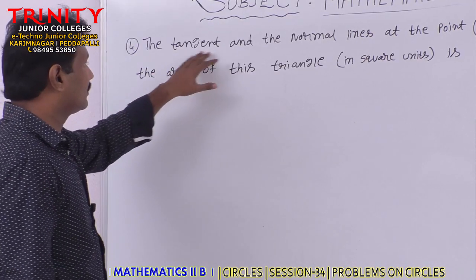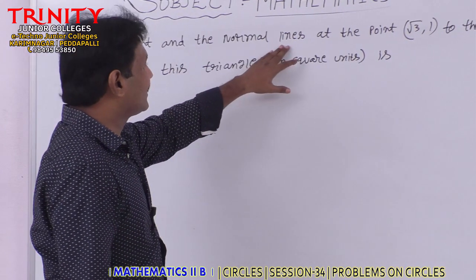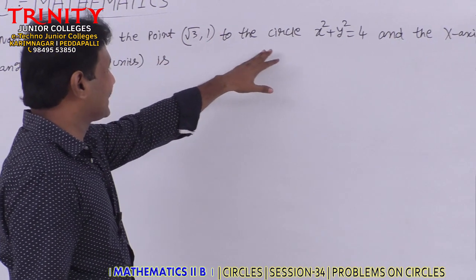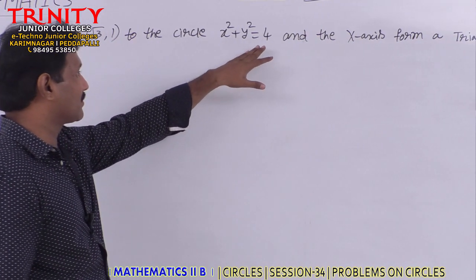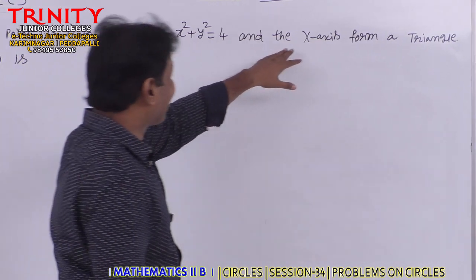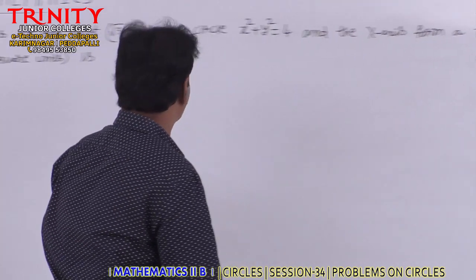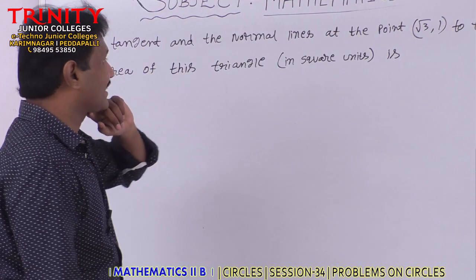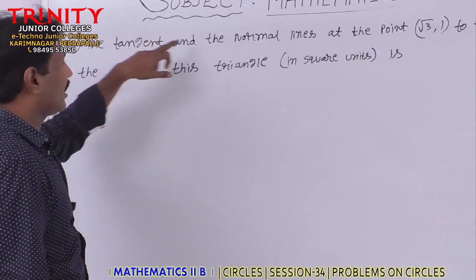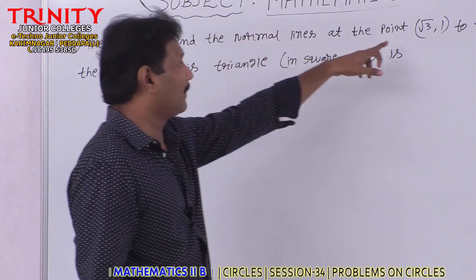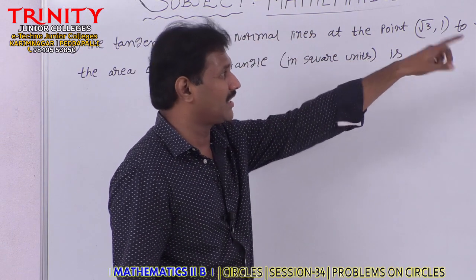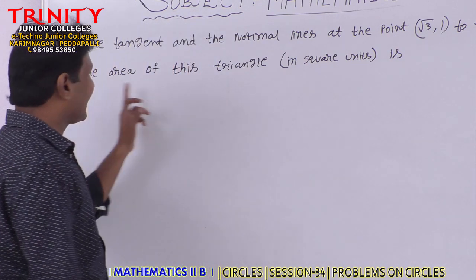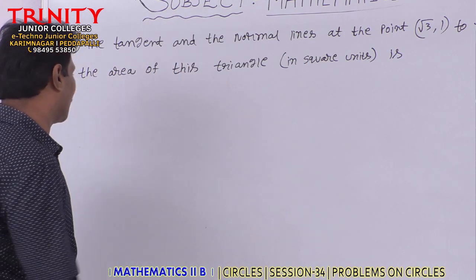The tangent and the normal lines at the point root 3, 1 to the circle x square plus y square equals 4 and the x-axis form a triangle. The triangle is formed with three sides: one side is the x-axis, one side is the tangent, and one side is the normal at the point root 3, 1 with respect to the circle x square plus y square equals 4. We need the area of this triangle.